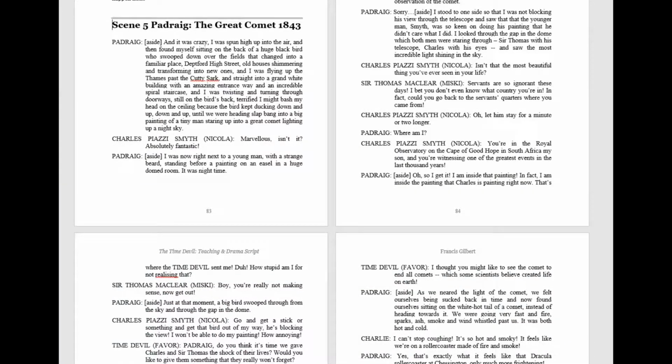Okay, we're going to do some reciprocal teaching on scene 5, Padraig, the Great Comet, 1843. Padraig, the Great Comet. Okay, as always with the beginning of reciprocal teaching, the teacher invites everyone to sort of guess what might happen in the scene before they read it.